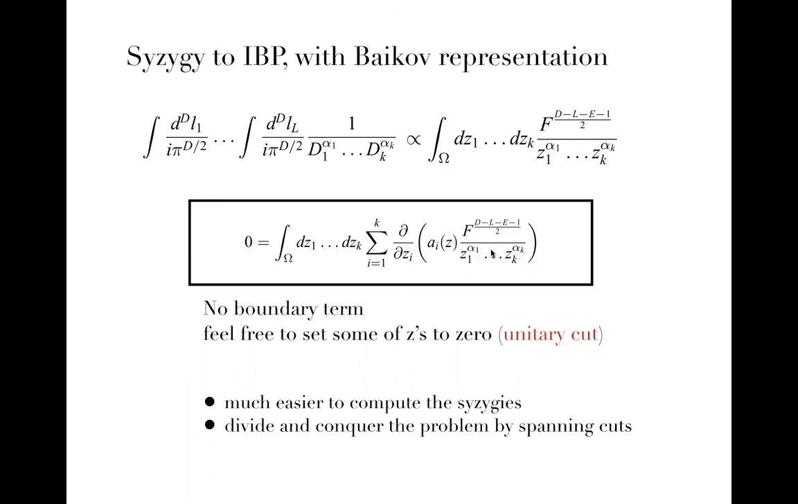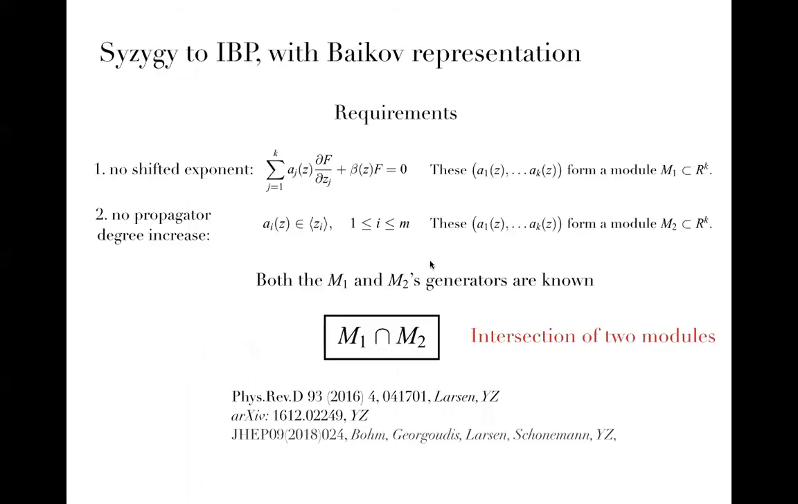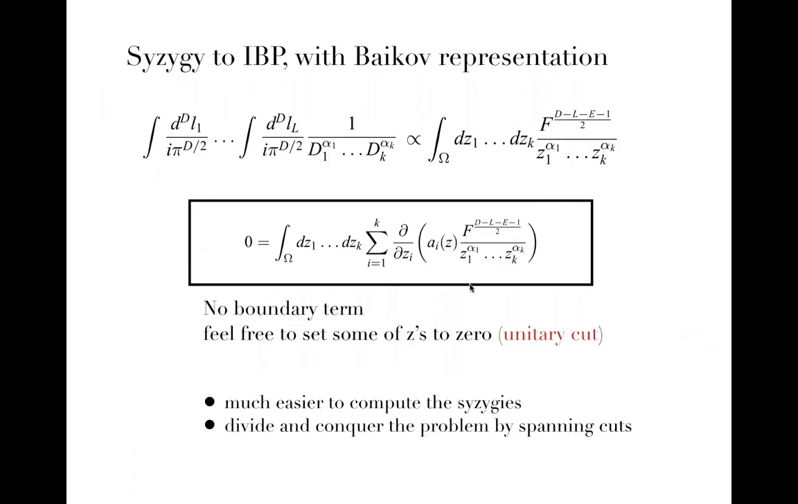In most cases for hard problems, we don't do the IBP in one step. We consider different spanning cuts, which make sure we are not missing any master integrals. So we do these unitarity cuts: we put several propagators to zero, and then this F becomes much simpler, the CCG becomes much easier, and the IBPs become much easier to solve. So we divide and conquer the problem by spanning cuts. In this case, we have two requirements. One is that in Baikov, as in the Lee-Pomeransky case, we want to avoid any shift of the dimension. Also, suppose I don't want the propagator degree to increase, or say we don't want double propagators, then we can say this a_i is proportional to one of these z_i.